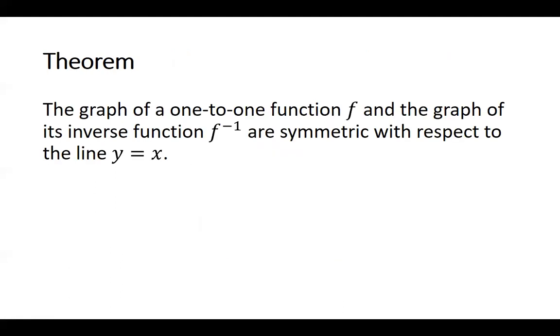Time for another theorem. The graph of a one-to-one function f and the graph of its inverse function f to the negative 1 are symmetric with respect to the line y equals x. Now remember, how we get from a function to its inverse or vice versa is just by swapping x and y. So it makes sense that the graph of the function and the graph of its inverse would be symmetric, or reflected over the line y equal to x.